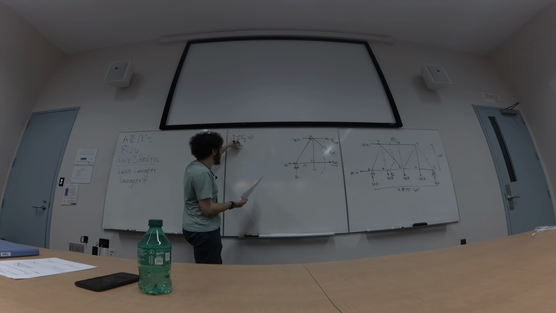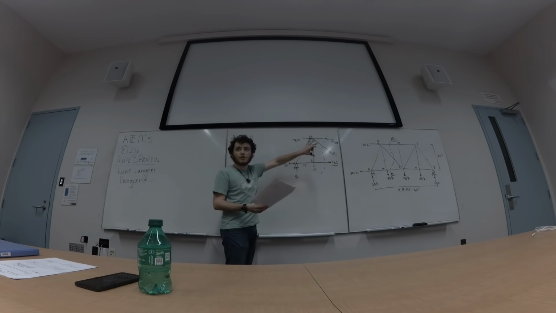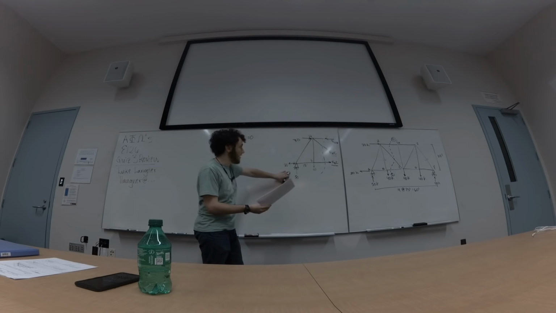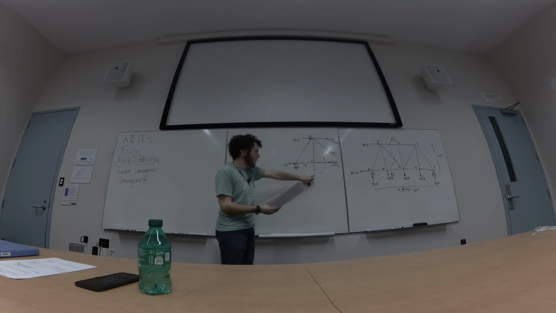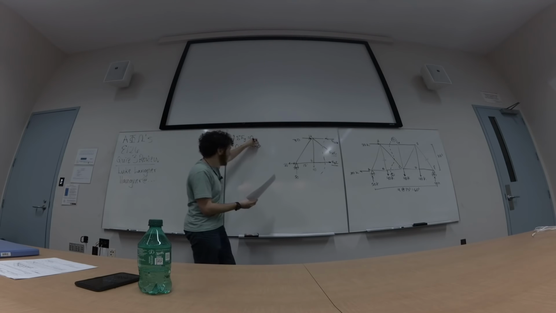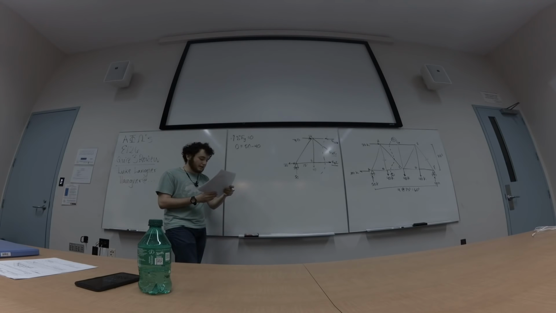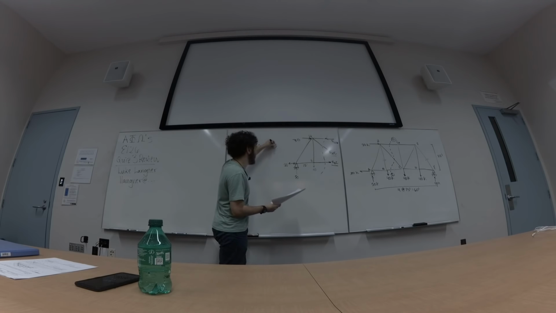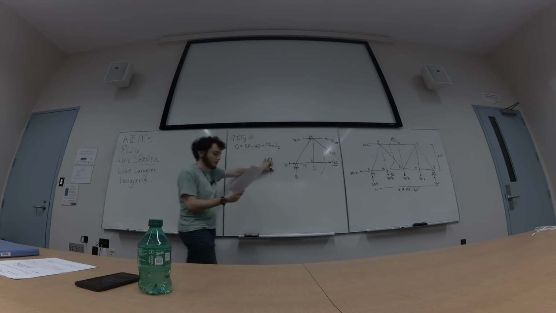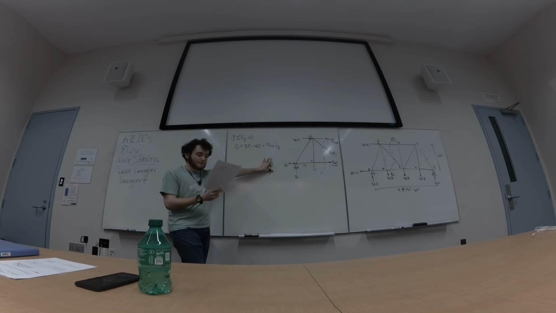Then from there, we're going to get 0 equals, looking at this entire diagram, we've got 50 kips up at point A, 40 kips down at point B, and then we've got our y component of force HC. So I'm just going to call that force HC y for now. Is everyone okay with that? With why I'm doing that? All right.